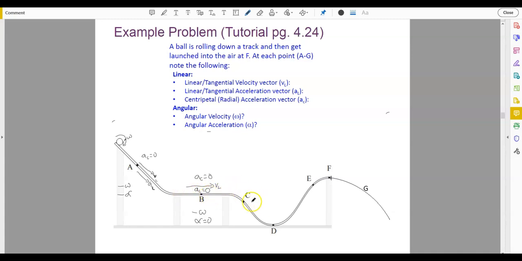Okay, now it's going to start getting interesting. At C, I want you to try answering C, D, E, and F. Let's see how you do. So pause the video and try those out on your own.